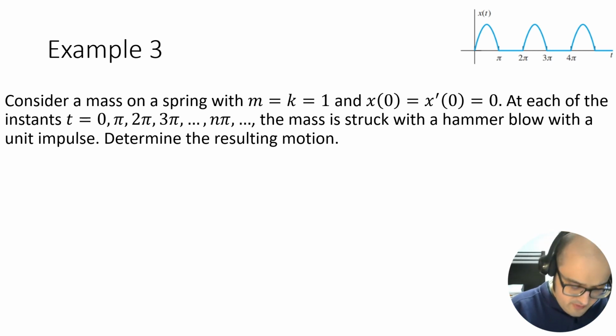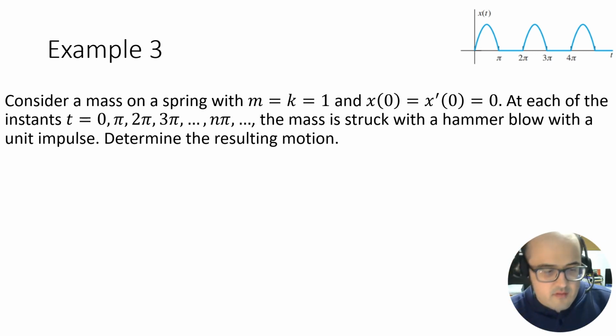For example number 3, we consider a mass on a spring with m equal to k, which is equal to 1, x of 0 and x prime of 0 being 0, and each of the instances of t being 0, pi, 2 pi, 3 pi, n pi. The mass is struck with a hammer blow with a unit impulse, and we want to determine the resulting motion, which you can see in the graph I have there on the top.